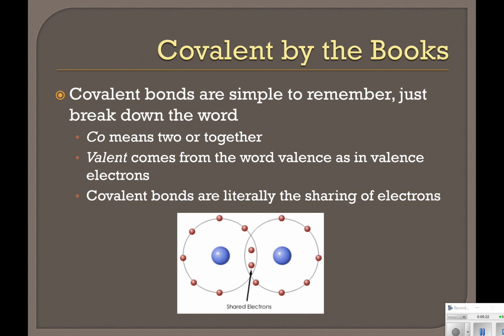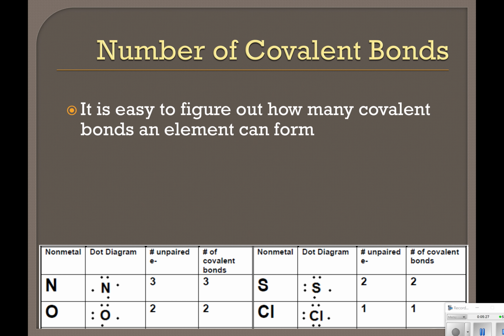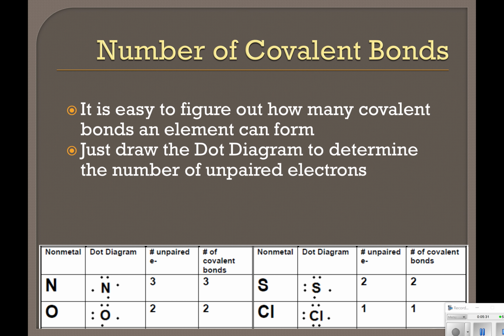And that's literally what it means. Now we can determine the number of covalent bonds that an atom can make just by looking at its dot diagram.